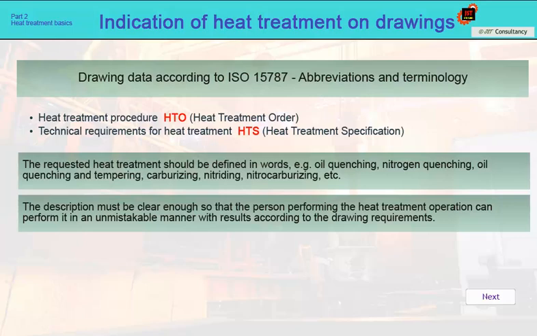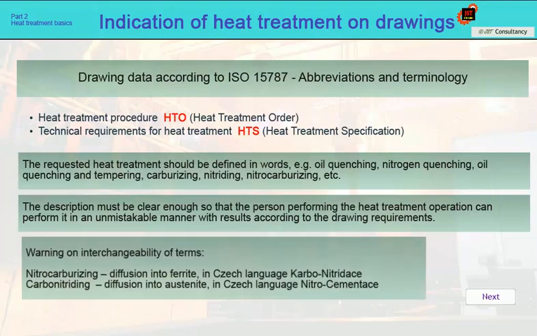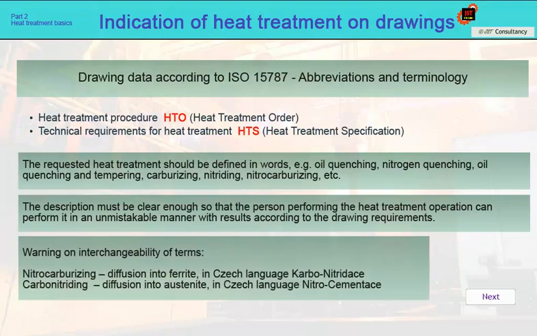In the context of language translations, it is necessary to draw attention to the frequent confusion of the terms nitrocarburizing and carbonitriding. Especially in the Czech language, completely opposite terms are used. The Czech term carbonitridace is equal to nitrocarburizing, diffusion of carbon and nitrogen into ferrite, and nitrocementace is equal to carbonitriding, diffusion of carbon and nitrogen into austenite.